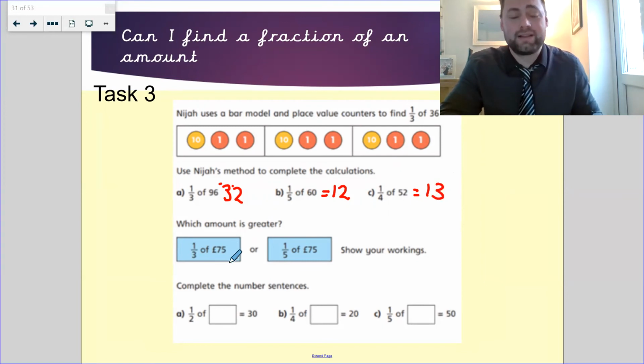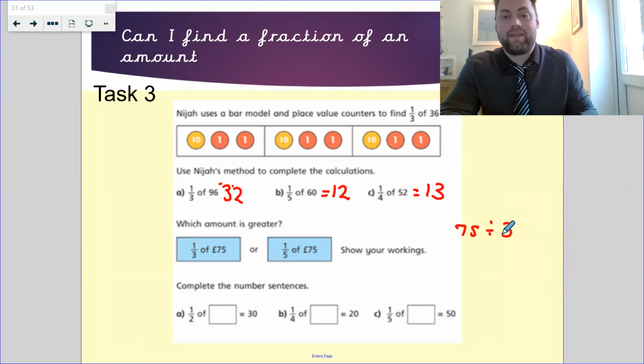Okay, which amount is greater, 1/3 of 75 or 1/5 of 75? Now to show your working here, let's do 75 first divided by 3, and that will give us our answer for that. So we can do the bus stop method if you want to, if you're not too sure. So how many 3s go into 7? It's 2, remainder 1. And how many 3s go into 15? The answer is 5. So 1/3 of 75, let's write it down here, is equal to £25.